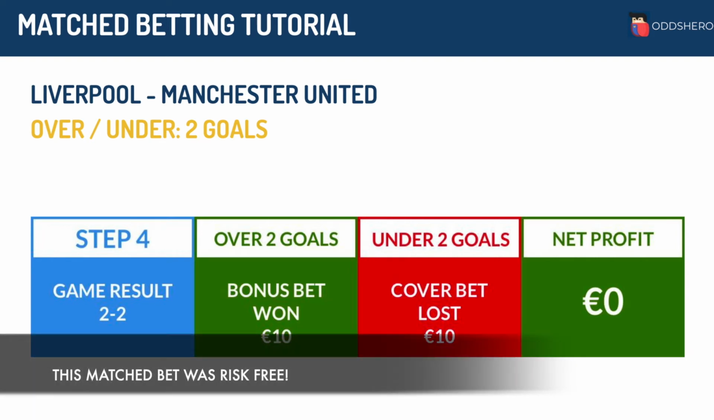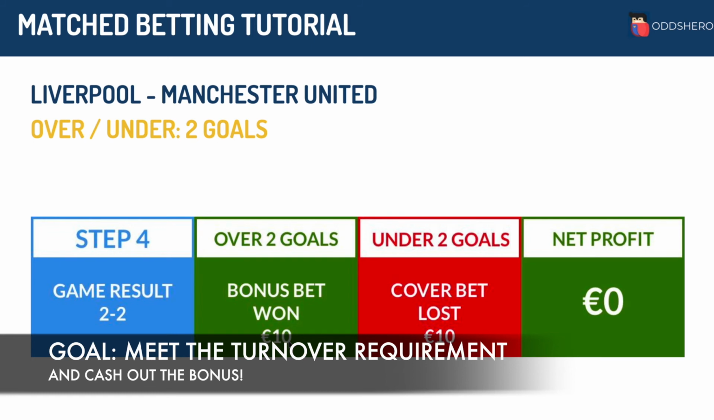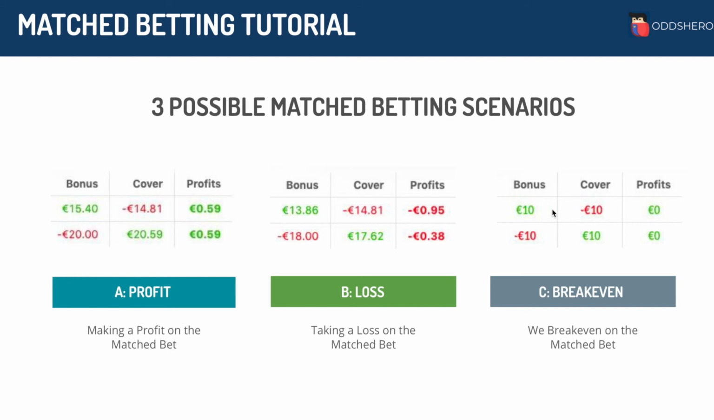The important thing to note here is that regardless of whether the bonus bet or the cover bet won, we would not have lost any money on the match bets we placed. So placing this match bet was completely risk-free. However, you bet a total of €10 at the bonus bookmaker, so you are now €10 closer to meeting the turnover requirement of the bonus and thus winning the €100 bonus money. Here's the table again, and the example we just went through is a scenario C, a break-even scenario. And as you can see, regardless of the result, we would have broken even on the game.